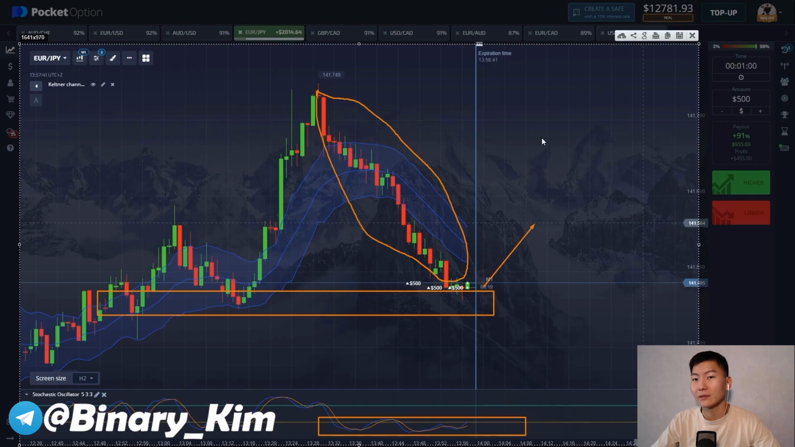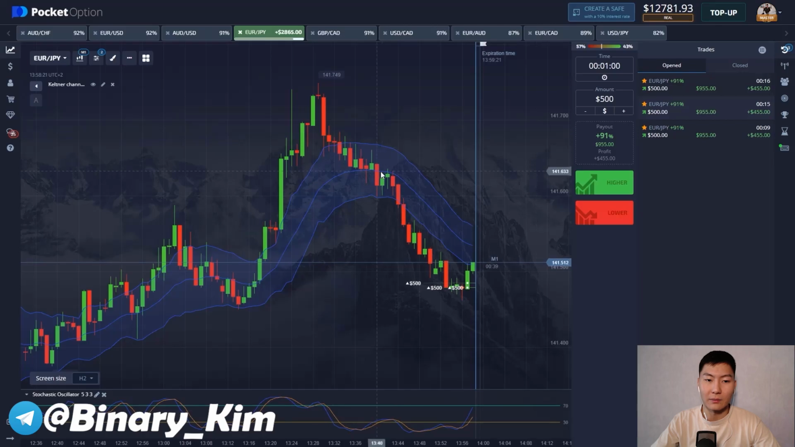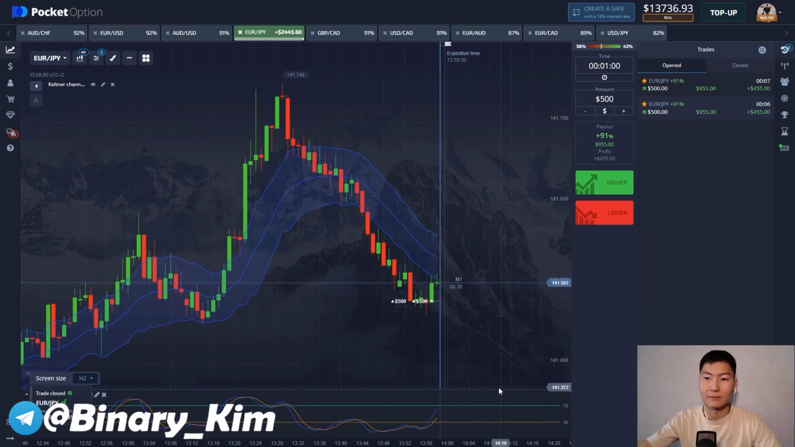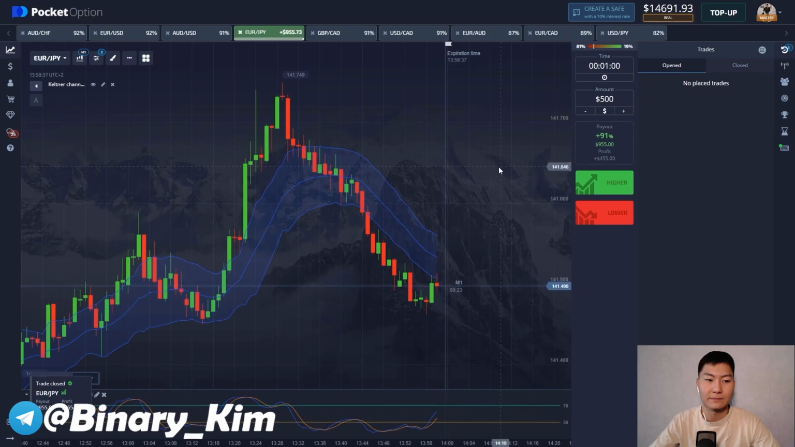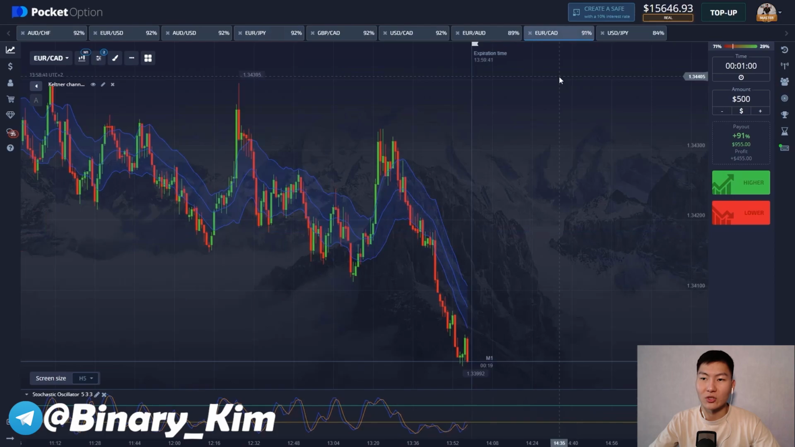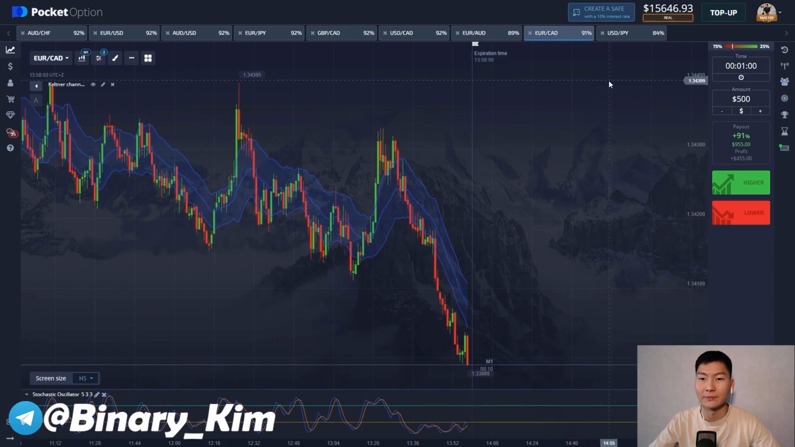By the way, look at this massive pump, guys. The stochastic almost reached the overbought zone. And the position entry was calculated perfectly. And all the positions have been closed in profits. Good job. I adore this movement. And we got really good profit on the balance. And let's open a few more positions and find the next counter pair.